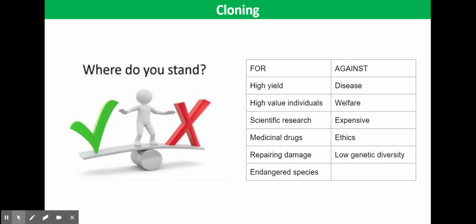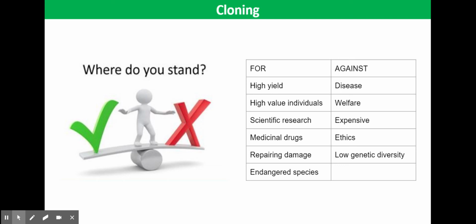Testing medical drugs on cloned cells and tissues avoids having to use full animals or testing on humans. You can produce cells and tissues that are genetically identical to the donor, which can then be used for repairing damage caused by disease or accidents. And individuals from an endangered species can be cloned to increase their numbers.